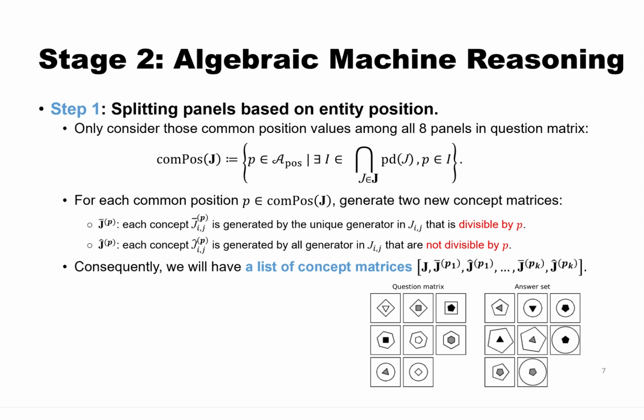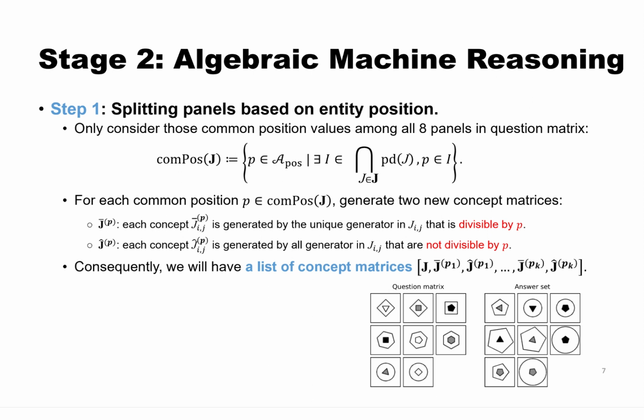However, the same pattern doesn't exist for the inside entities. Hence, we can extract more patterns when we focus on only a portion of the panels. In this paper, we only consider those common position values among all 8 panels in the question matrix, which can be computed with the following equation.